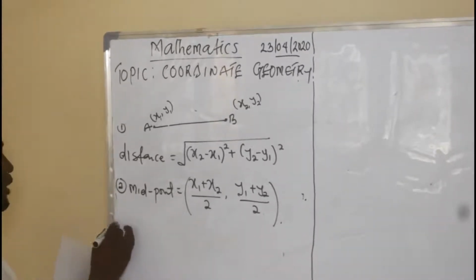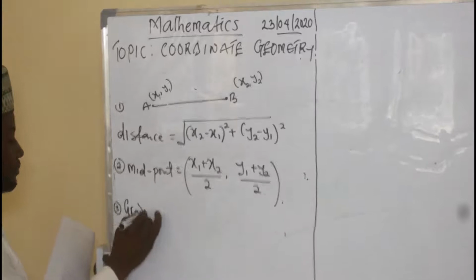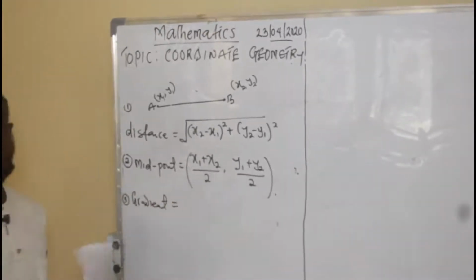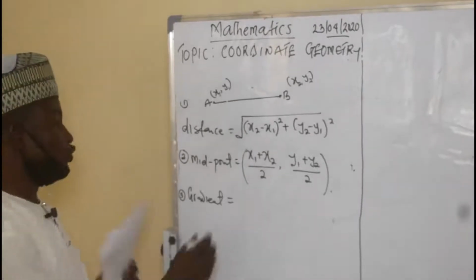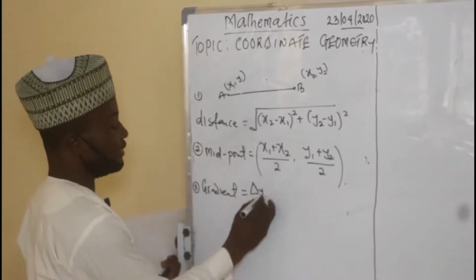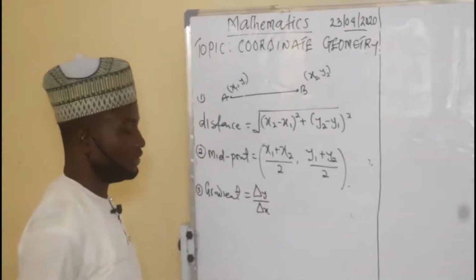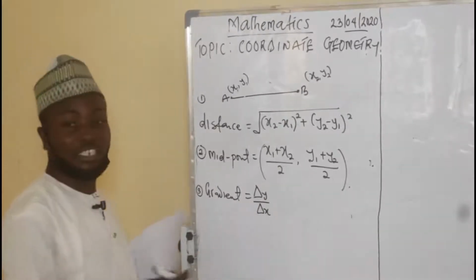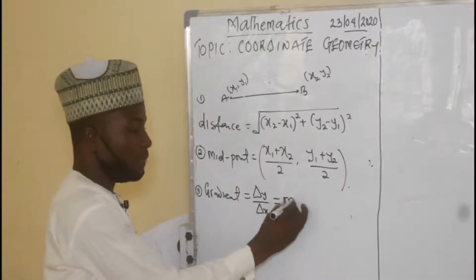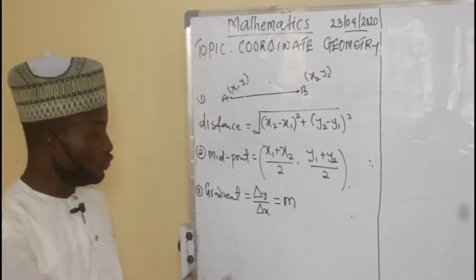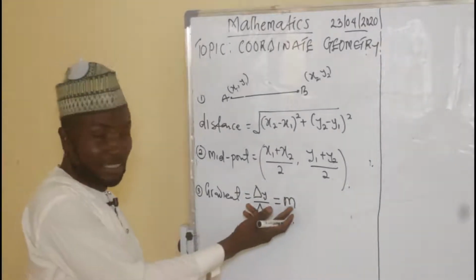Then we have number 3. How do you calculate the gradient? The gradient simply means change in y over change in x. So the gradient can be written as delta y over delta x, which means change in y over change in x. Another way of writing this gradient is m. They can decide to write it as m. So change in y over change in x is the same thing as m.